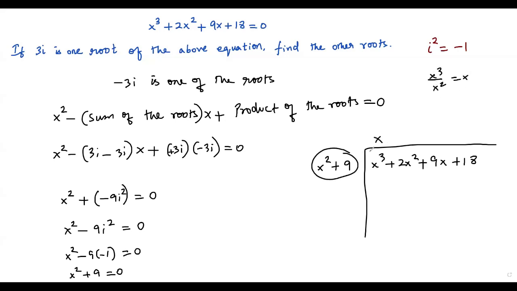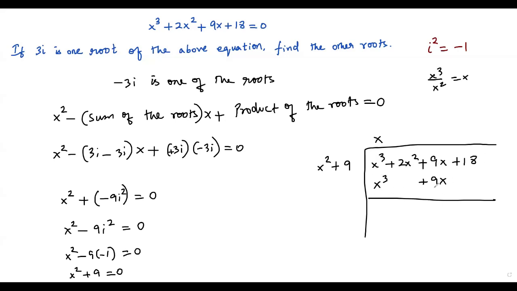Now we have to multiply this divisor by this x. When I multiply x squared by x, I'm getting x cubed. When I multiply this positive 9 by x, I'm getting positive 9x, which we can write over here. Now what I have to do is subtract the expression at the bottom from the expression at the top.